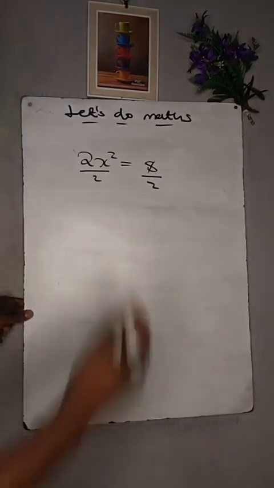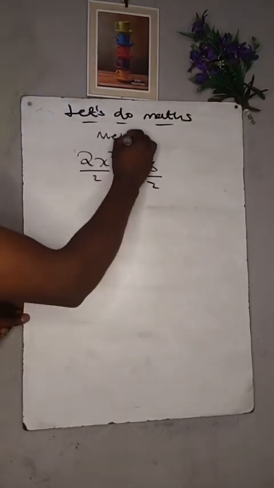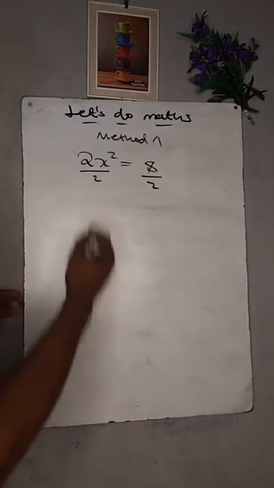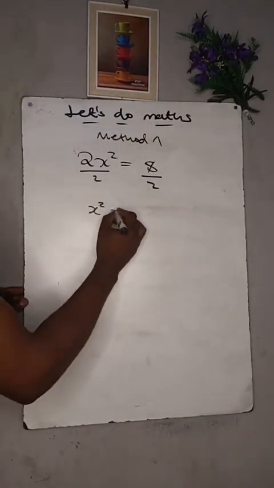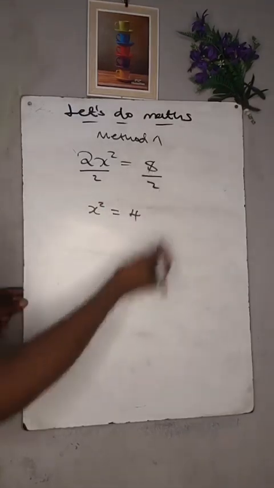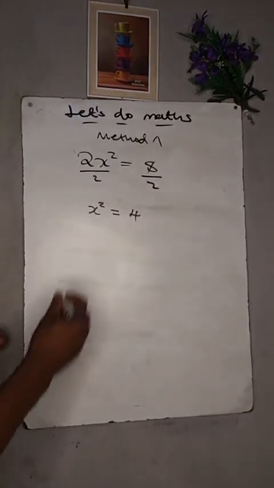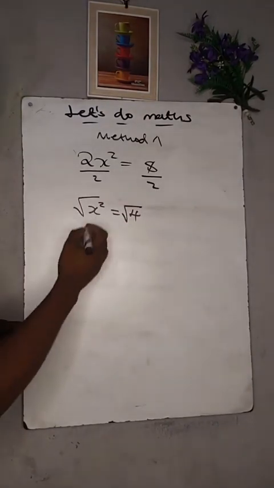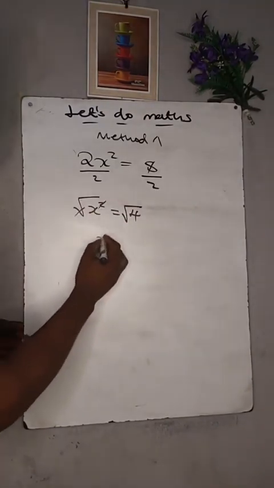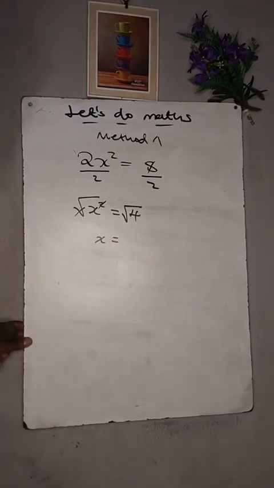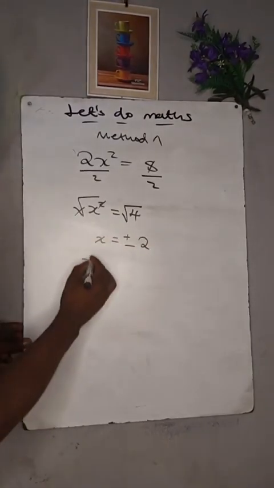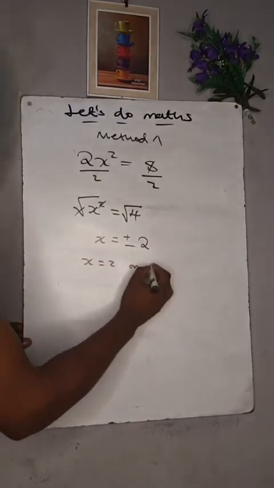So my method 1, we divide both sides by 2, so that now we have x squared is equal to 4. 8 divided by 2 is 4. Then after that, we introduce the square root, so that the square goes. We have x is equal to the square root of 4, which is positive or negative 2. So the values of x are 2 or negative 2.